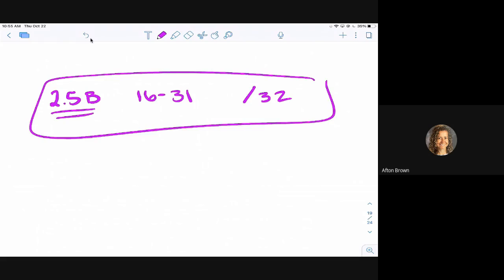All right, it's 2.5b. You guys are doing 16 through 31. So it's out of, what would that be? 15, 30? No, 32, I think. Yeah, 32. It's got to be 32. Okay.